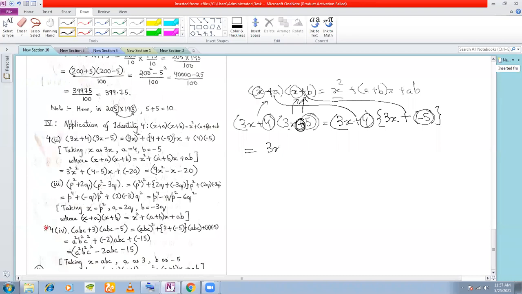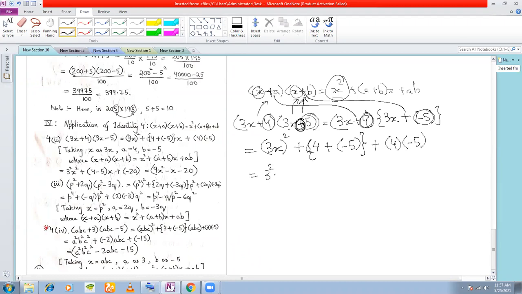Now see, this is 3x whole square, because of this x square, plus what is A? A here is 4. This one is your A. So we write 4. And then you have what? Plus. What is B here? B here is minus 5. And then close the bracket, plus AB. What is A here? 4. And what is B here? Minus 5.